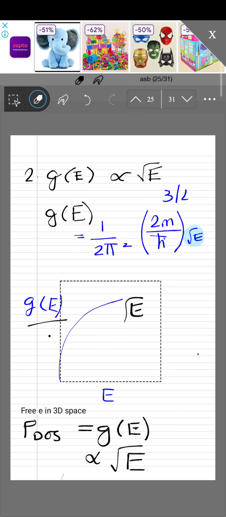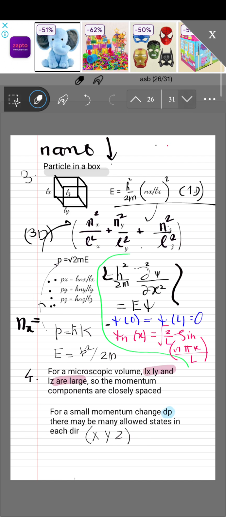Like here, this is the expression. Although we have written the density of states proportional to root E, the expression with all the constants and all the variables before root E is 1 by 2 pi square, 2m by h cross square to the power 3 by 2, which can be easily obtained from the relationship between E and K. This can be done.